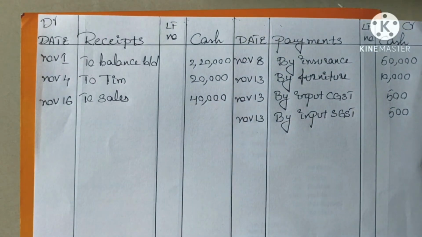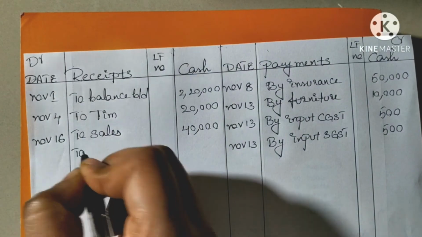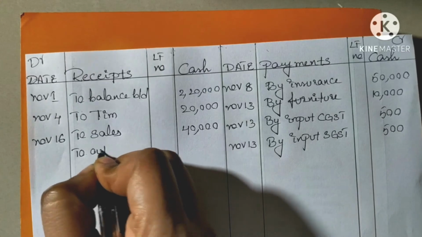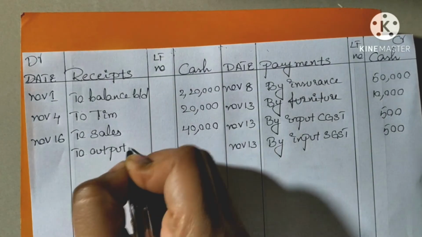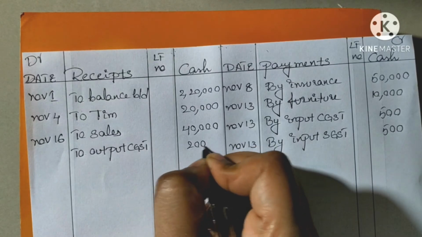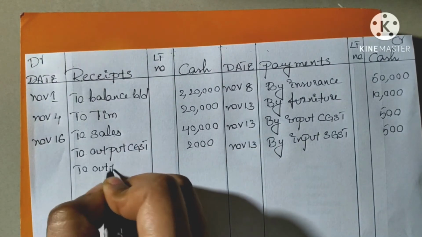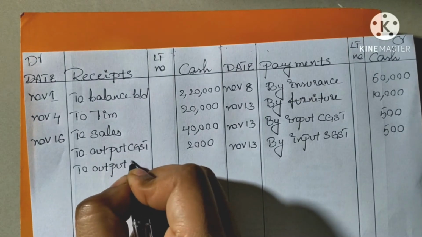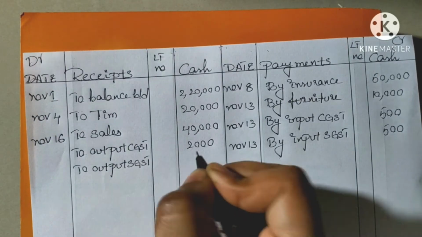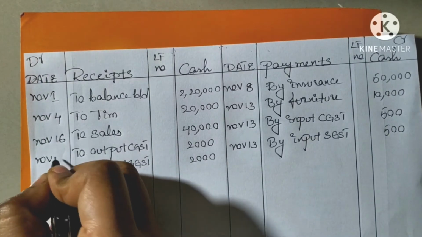And also we have GST. So we will mention "To output CGST 2,000" and "To output SGST 2,000." The date remains the same for all the three.